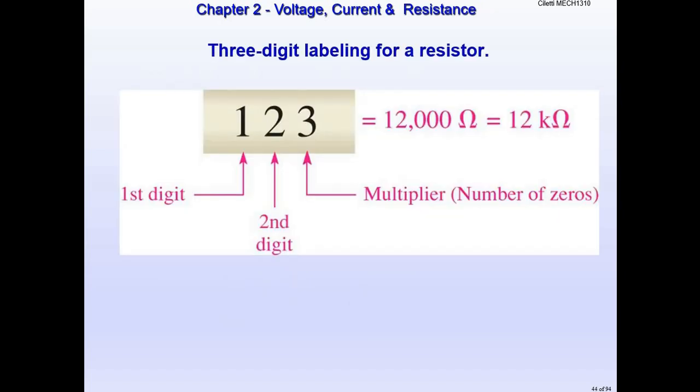All right, other resistors, surface mounts. You'll see a number like 123 on them. So we have the first digit and the second digit, very similar. It's just the last digit tells how many zeros. So this would be a 12,000 ohm resistor, or a 12 kilo ohm resistor. So this is how you read a surface mount resistor. In my lab, I'll pass around some surface mount resistors for you guys to take a look at.